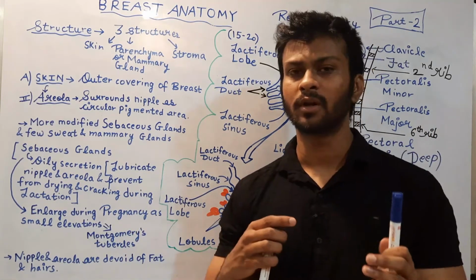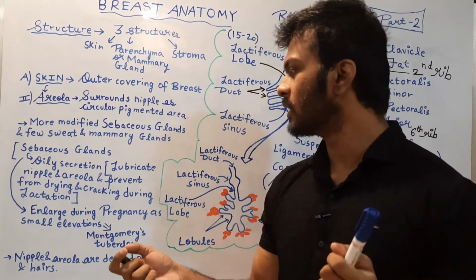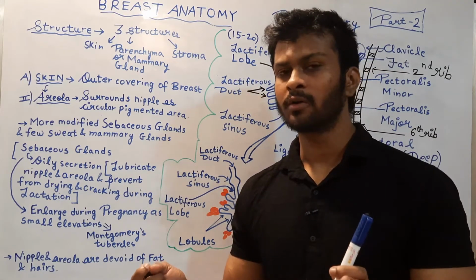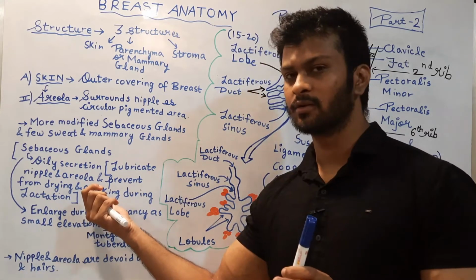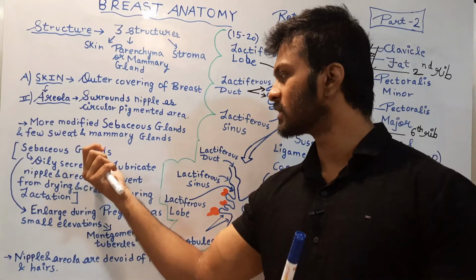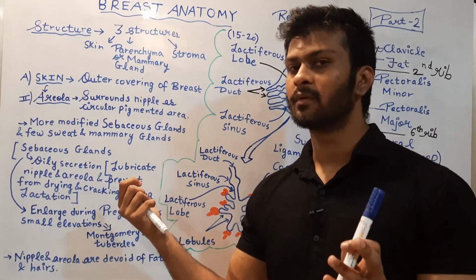So due to the suckling of the baby, the nipple and areola should be prevented, or it should not dry and crack during the lactation. So the more number of modified sebaceous glands will prevent the nipple and areola from drying.